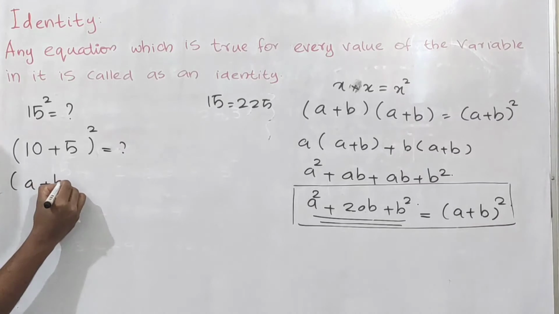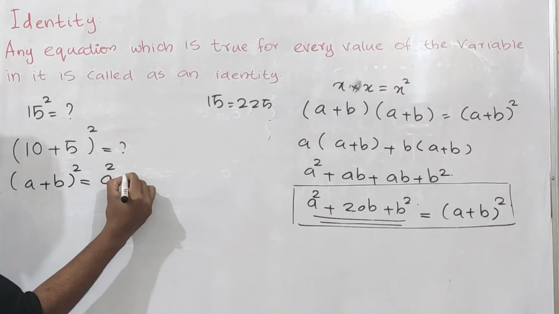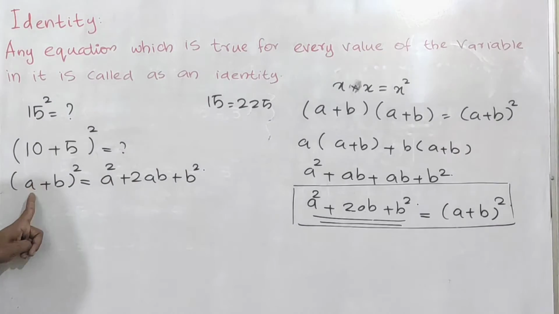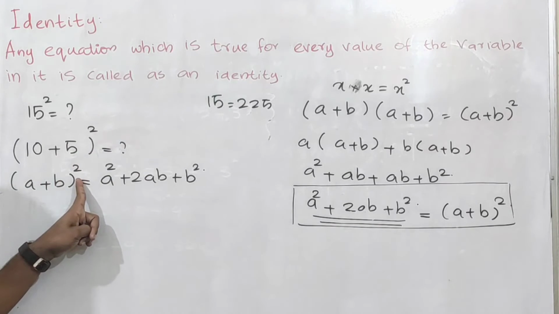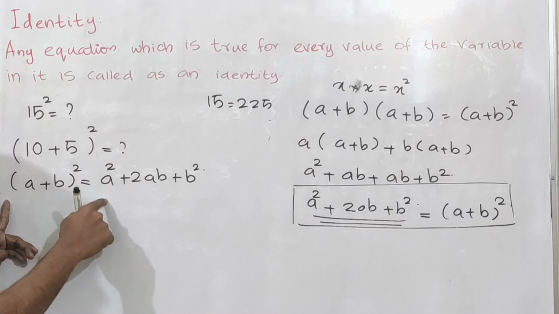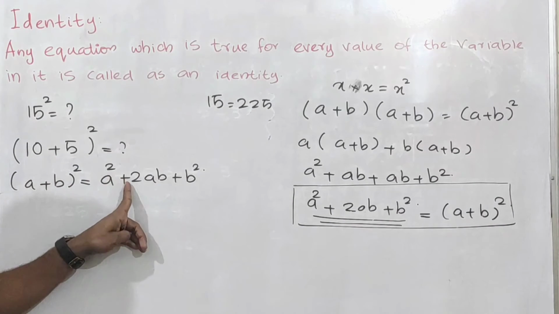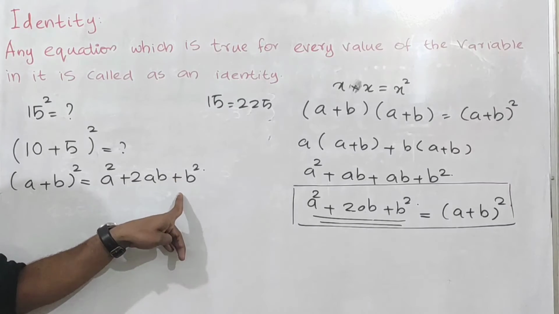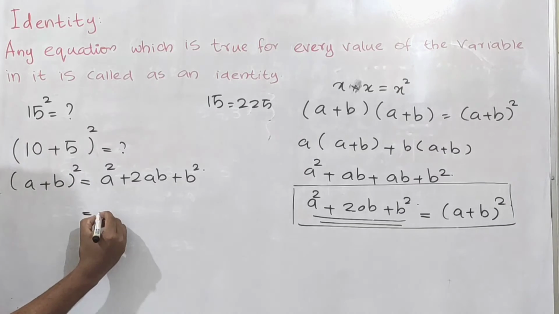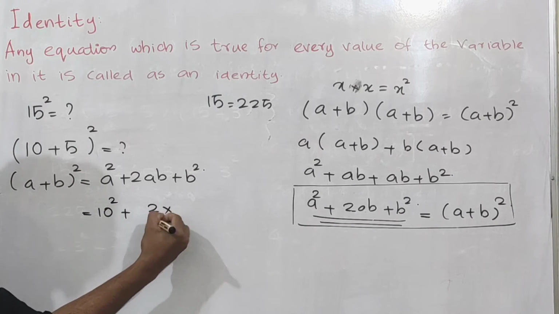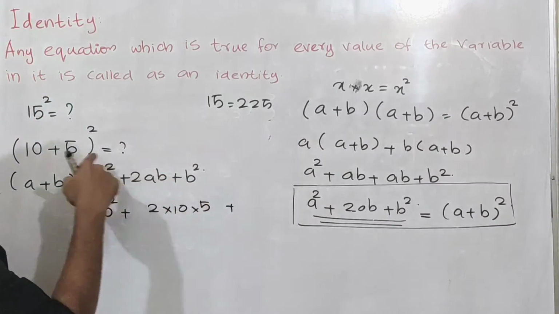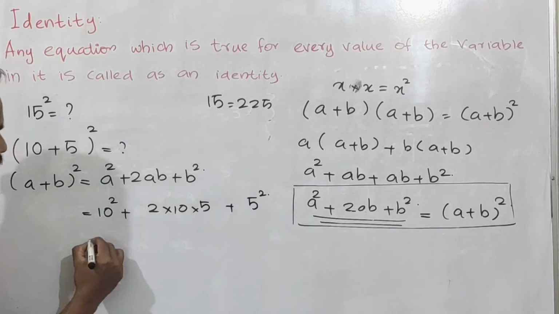We know (a + b) the whole square is the same as a square plus 2ab plus b square. What does this simply mean? Sum of two terms, then its square, is the same as squaring the first term plus 2 times first term into second term plus the second term whole square. Who is the first number here? It is 10. So 10 square plus 2 into first term into second term, which is 5, plus 5 square.